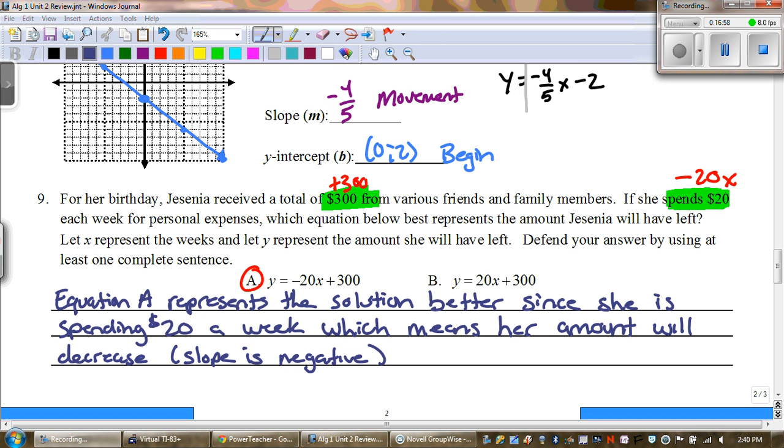Okay. So I would say that equation A represents the solution better since she is spending $20 a week, which means her amount will decrease. And if we were to graph this, this would have a negative slope because you were losing money. It's going down each week.